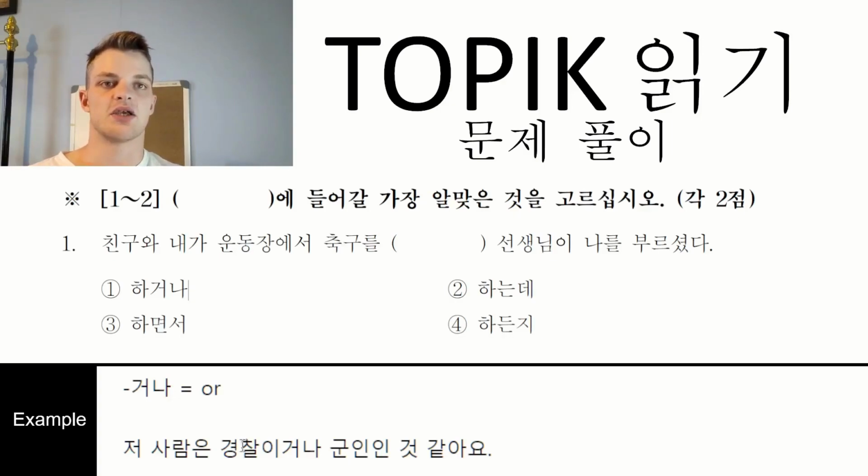So in this case, it's 경찰. Now, 거나 can't just come after a consonant, after a 받침, so it needs to be 이거나, 경찰이거나, 군인인 것 같아요.